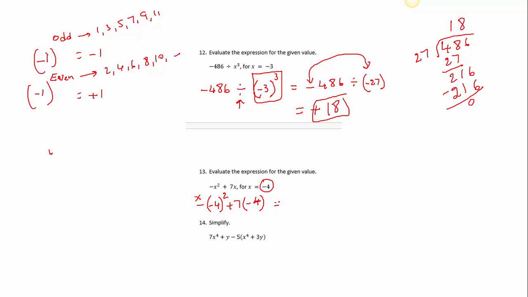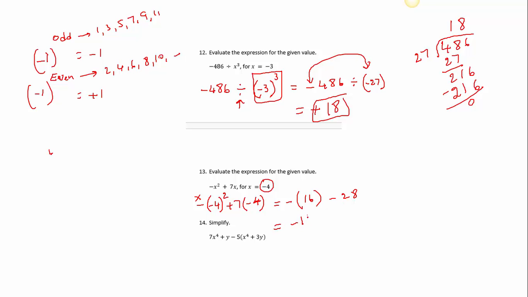Okay, equals. So the first thing I'm going to do here is square that number. Negative 4 times negative 4 is plus 16, but I have a minus sign here. So I'm going to have minus parentheses 16, right? Now we have 7 times negative 4, and that's negative 28. So notice what I did: the squaring first, then the multiplication. Squaring, exponents, always comes first, then we do the multiplication. And plus times minus is minus, 7 times 4, negative 28.